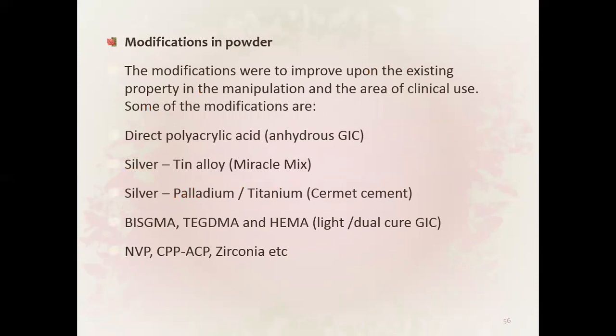Then modifications in powder. The modifications were to improve upon mixing, existing properties, manipulation and the area of clinical use. Some of the modifications are dry polyacrylic acid, that is anhydrous GIC. Then we have silver tin alloy, Miracle Mix. Then we have silver palladium titanium, that is Cermet cement. Then we have Bis-GMA, TEGDMA, and HEMA, light cure GIC. Then we have MVP, CPP-ACP, zirconia, etc.